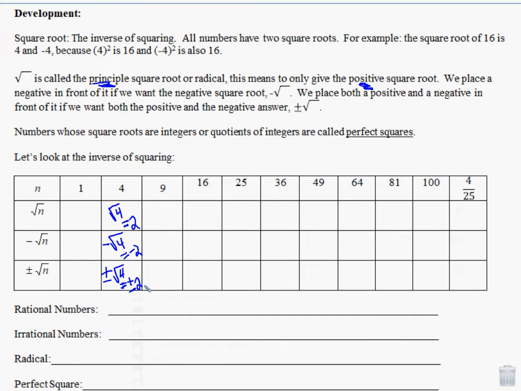So we should be able to fill in this chart pretty quickly, even just by using the chart up above. The square root of 1 is 1, and I only want the positive. The negative square root of 1 is a -1, and then both answers. You can write it as even set notation 1 and -1, or you can write it what I wrote over here using that plus and minus sign, one above itself. So this chart now needs to be filled in.